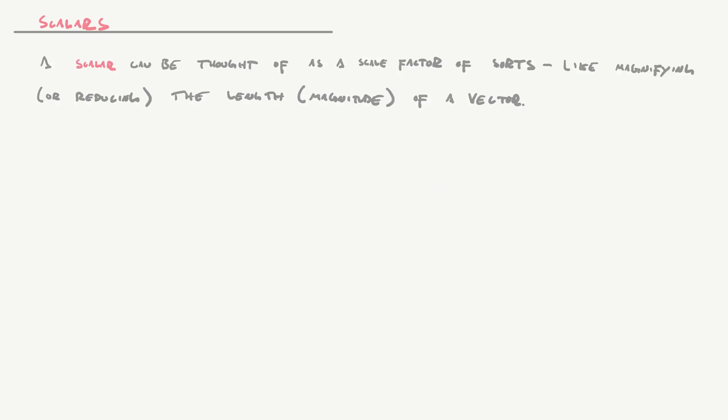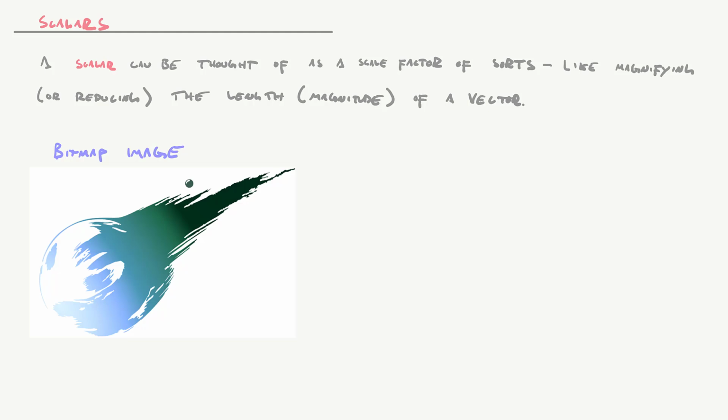A scalar can basically be thought about as a scale factor. So think about magnifying or reducing the length of a vector. I like to think about it as zooming in or zooming out on the vector itself. That's basically what a scalar is doing. If you think about vector graphics, for example, normally, when you download an image, it's a PNG or a JPEG or something like that. It's what's called a bitmap projection, which has basically put specific colors on each pixel of the picture itself.